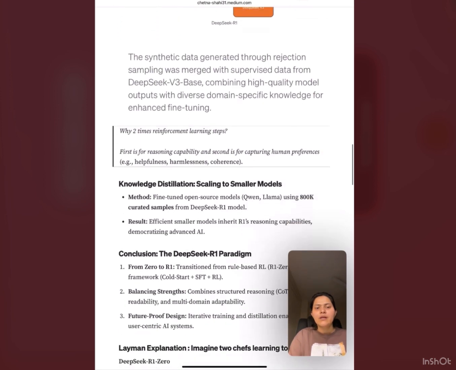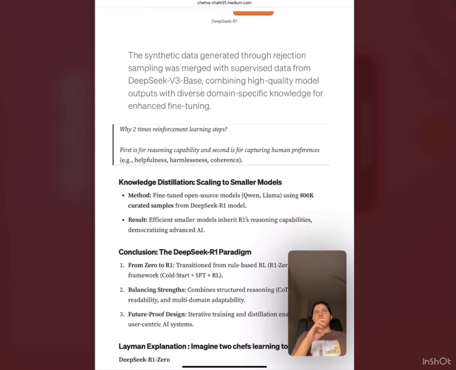Okay. Now our DeepSeek-R1 model is ready. We have seen how it works, but let me also tell you that the performance itself is amazing. The way DeepSeek-R1 is doing as of now, it has become one of the best models.